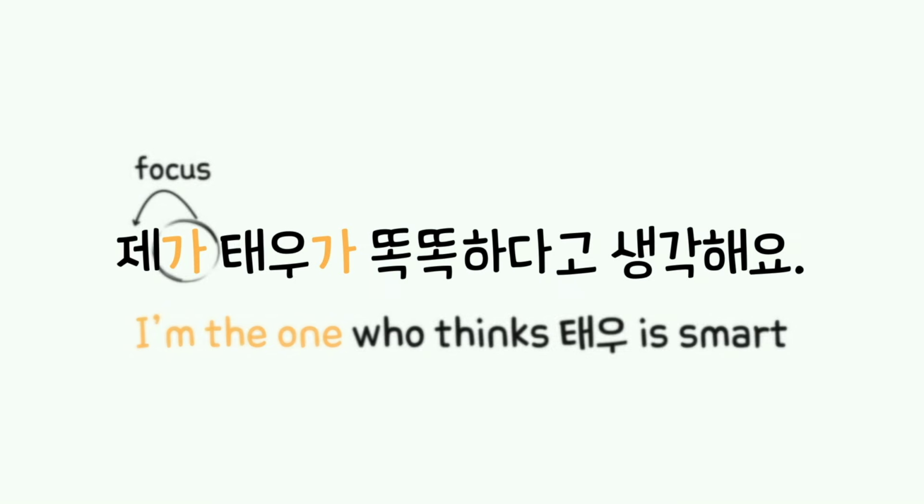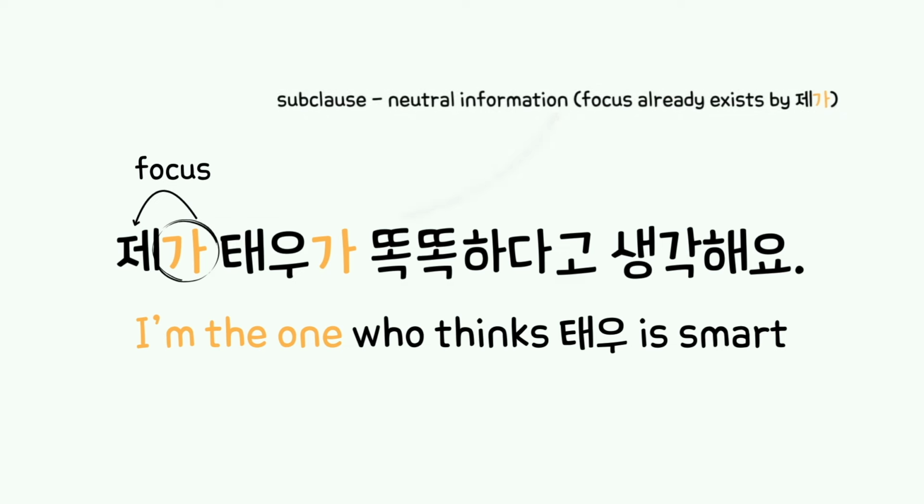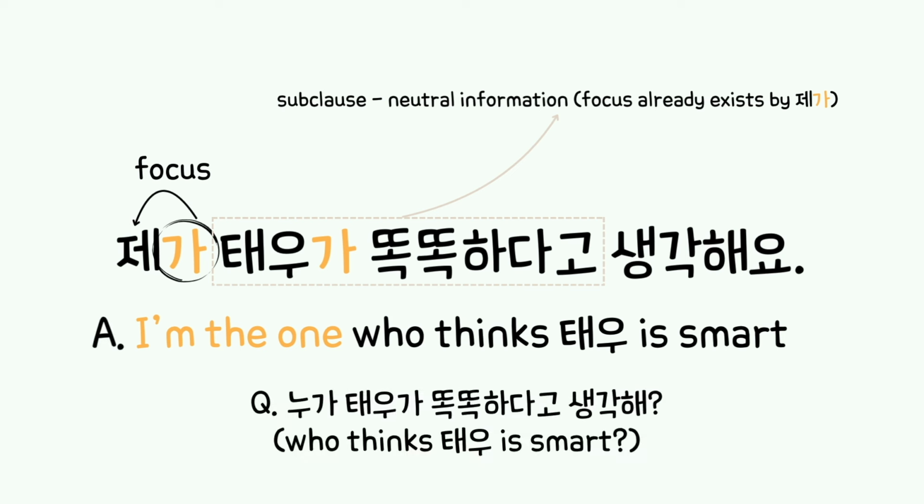This emphasizes that you are the one who thinks 태우 is smart. 제가, I'm the one. However, 태우가 here is not emphasizing 태우 because 가 is used in a subclause where the focus is already on you by 제가. So, 태우가 is just used to simply state information about 태우. This sentence is typically used when someone asks, who thinks 태우 is smart? In Korean, 누가 태우가 똑똑하다고 생각해?